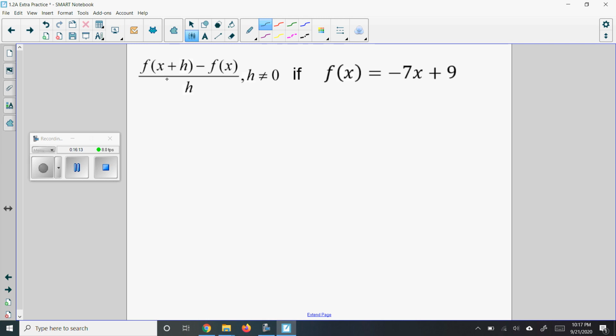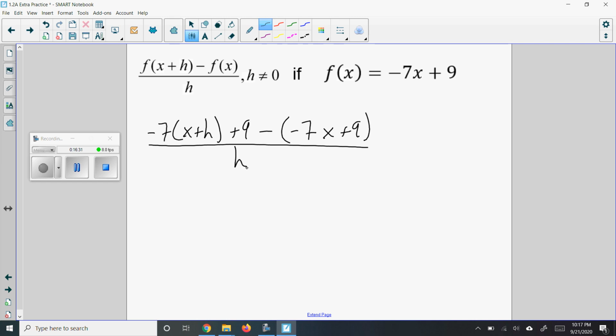Okay. If we evaluate x plus h, we'll have minus 7 times x plus h plus 9 minus, and then we'll subtract the whole thing. Negative 7x plus 9, and that's all over h. Okay, let's distribute the negative 7. Negative 7x minus 7h plus 9, and we'll distribute this negative. Minus minus is plus 7x minus 9 all over h.